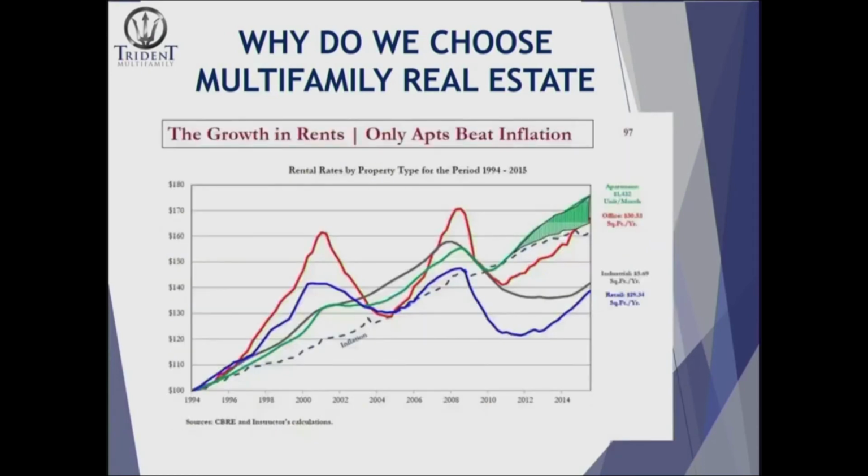Again, talking about staying ahead of inflation, these are all real estate classes. The green line is apartments, so multifamily. You can see inflation is the dotted line. We're always just above inflation, where some of these other real estate classes have really yo-yoed up and down, where apartments has been in a very narrow band, continuing along or just above inflation.